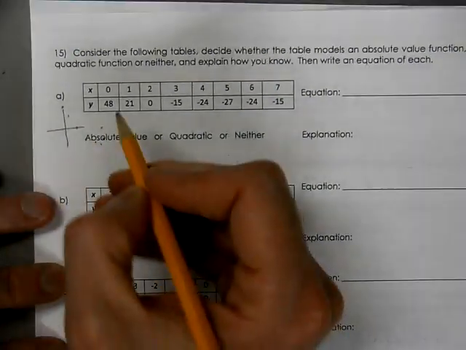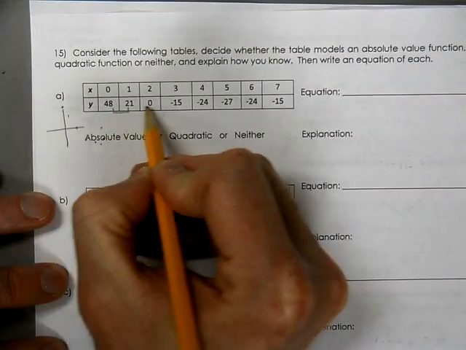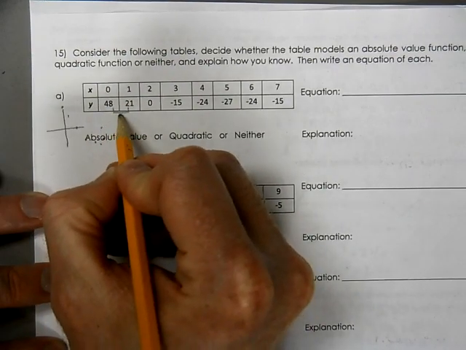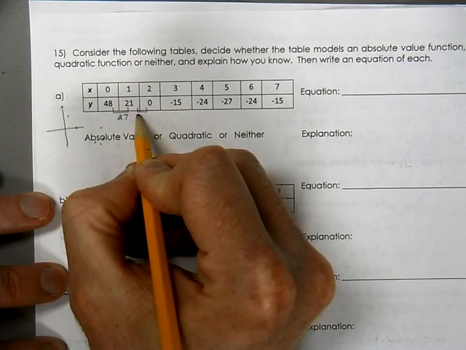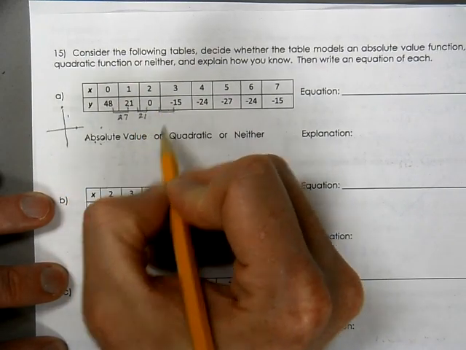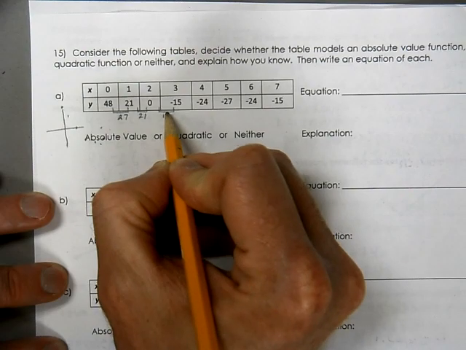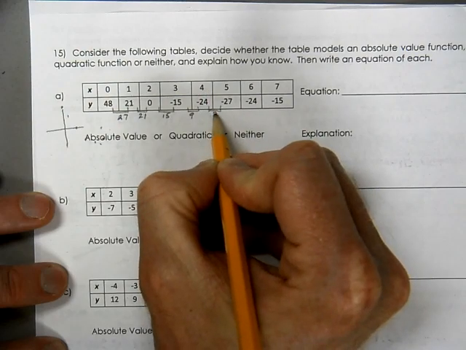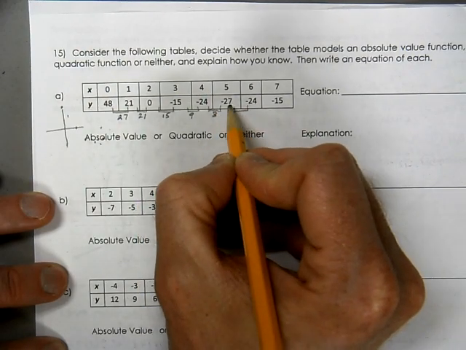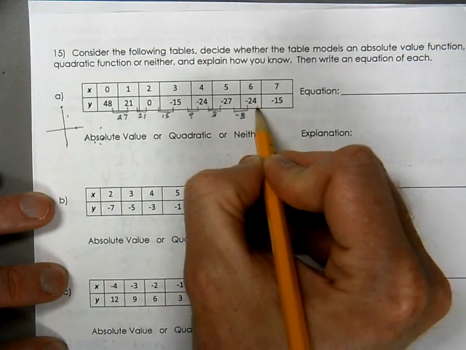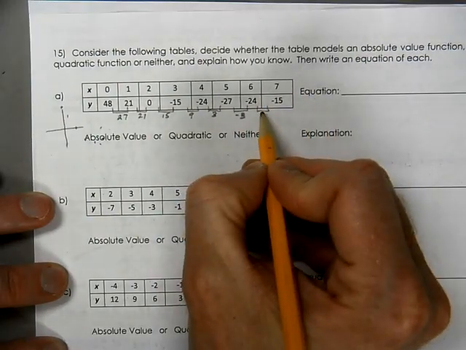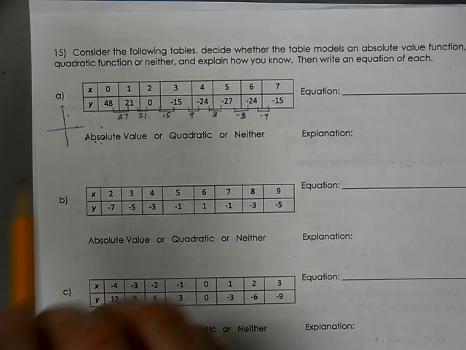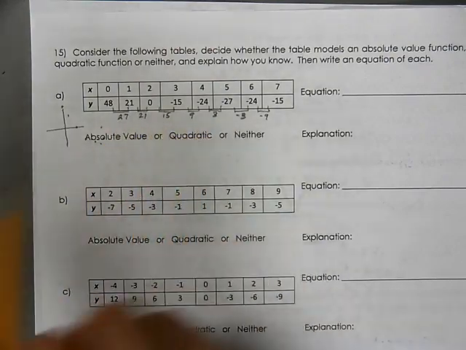Not very mathematical. What I would suggest doing in trying to determine what type of equation we have is 48 minus 21 gives us 27. 21 minus 0 gives us 21. 0 minus negative 15 is positive 15. Minus gives us 9. Minus gives us 3. Minus gives us a negative 3. And minus gives us negative 9. So we look at those at the first degree that we did, this common difference. We got a different number.